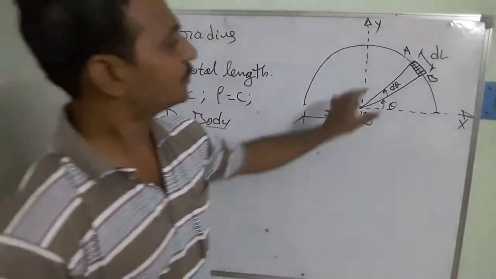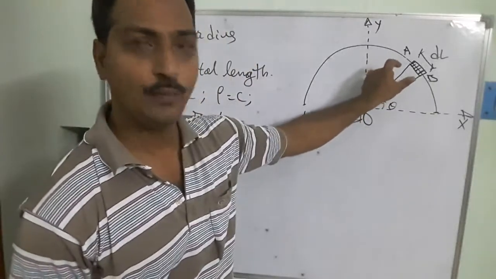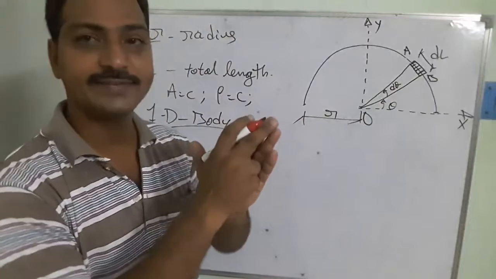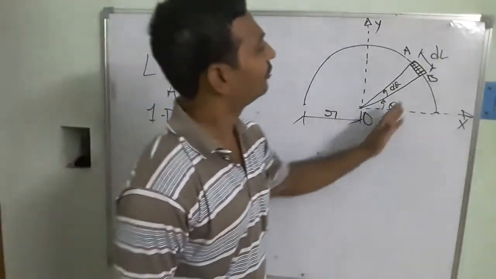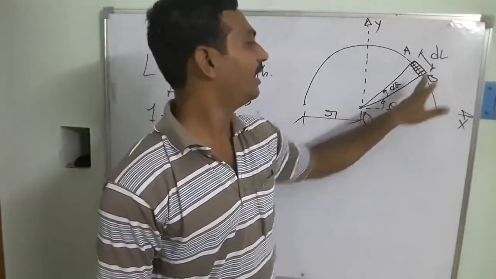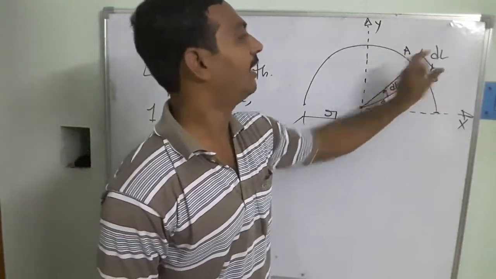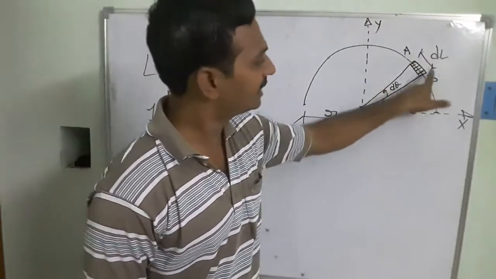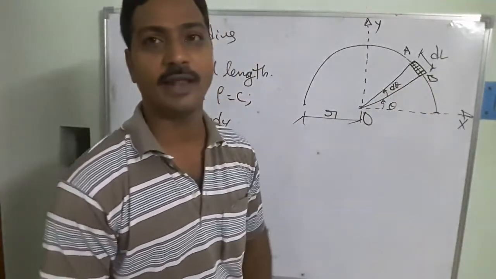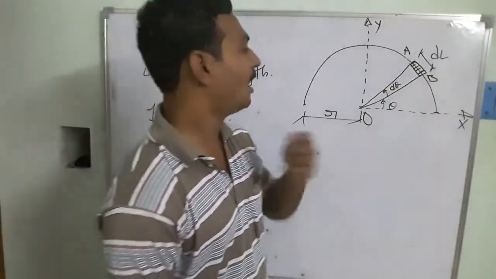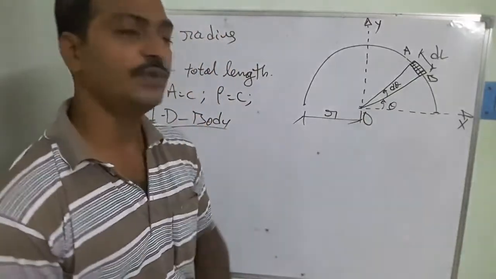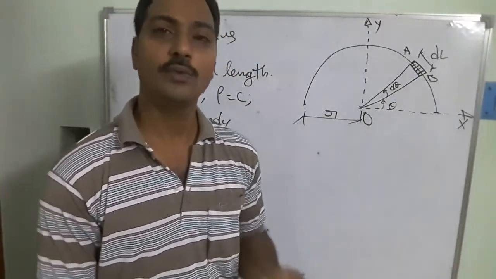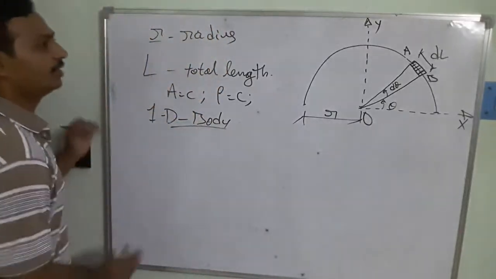Right, so once we have taken the elemental strip and identified the angle of that displacement, dl is the elemental length and theta is the angle it makes with respect to the horizontal axis. That means the elemental strip is making an angle theta. So what are the things we need to do? As we know, by using the theorem of Varignon, what is the formula we have? We have already derived that. That's going to be the total length.